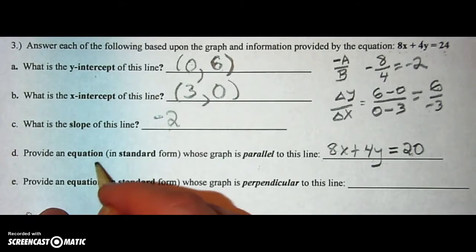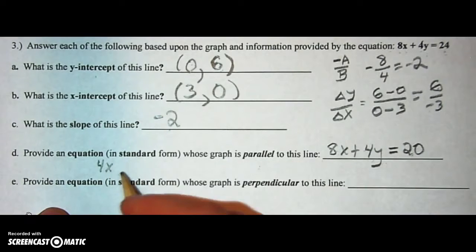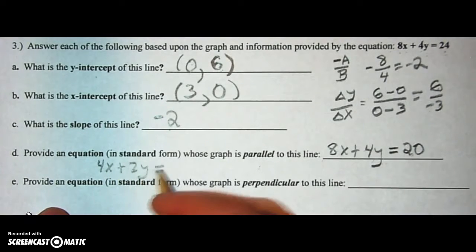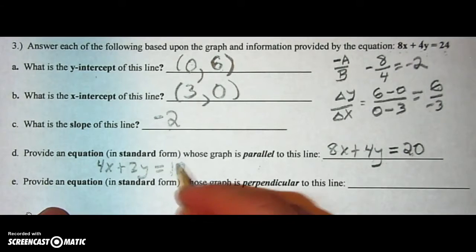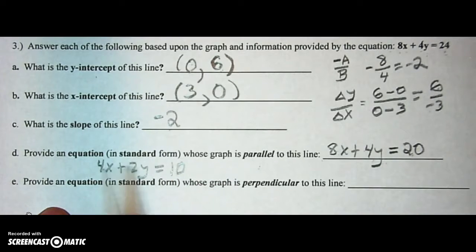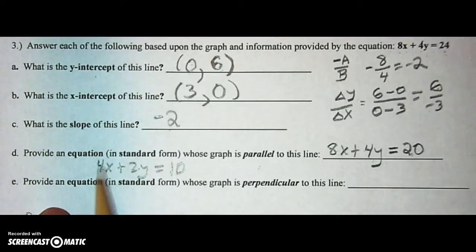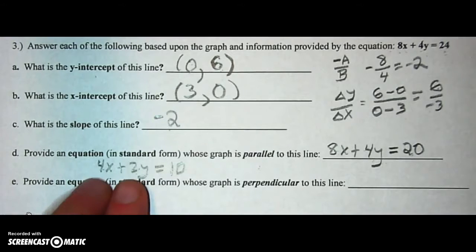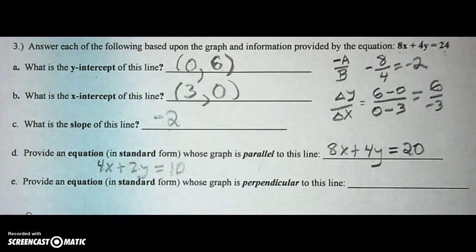We could have used, let's say, 4x plus 2y equals 10. All right, if we look at that, 4 over 2 is 2. With a negative in front it becomes negative 2, so the slope stays the same. And 2 times 5 is 10, so we get a different y-intercept, so we're good. There are millions of equations that we could use, guys. As long as we keep the slope the same and have a different y-intercept, we're good to go. Okay, let's look at the next one.